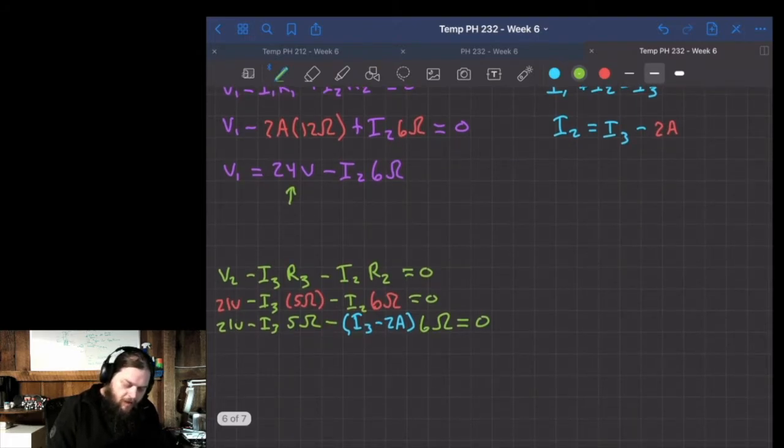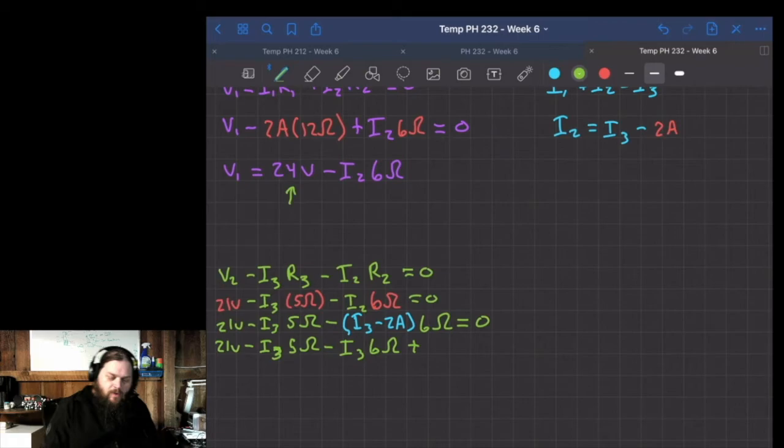Solving for I3 now, we can distribute this negative 6 into this here. So we get 21 volts minus I3, that's a 3, times 5 ohms. We're going to minus I3 times 6 ohms. And then we're going to distribute that negative through as well. So we're plussing 2 amps times 6 ohms, which is going to be 12 volts. So this needs to be 12 volts in there, is equal to 0.